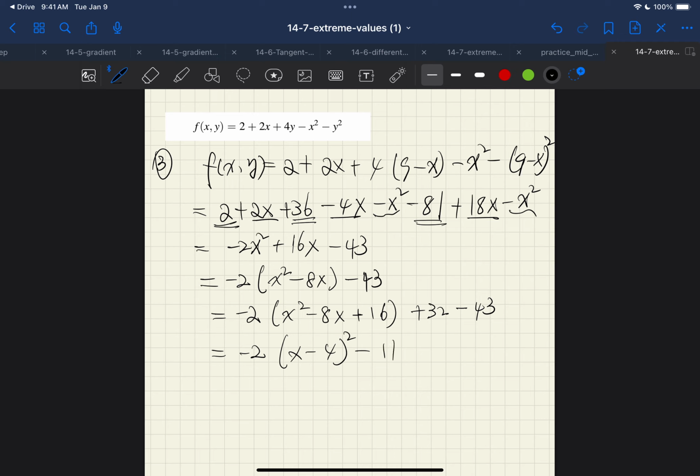So at this extreme point along this line, x equals 4, then y equals 9 minus x, so y is 5, and the value is negative 11. And it's going to be less than or equal to negative 11.